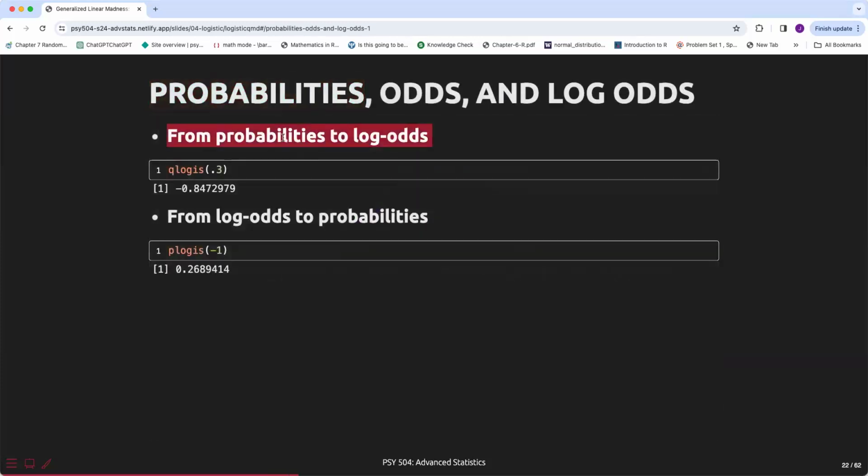So in R, there are a couple of functions that allow us to do this. If we want to go from probabilities to log odds, we could use the qlogis function, and just put in the probability. If we want to go from log odds to probabilities, we use the plogis function. And this will give us a probability based off of the log odds that we put into the function.